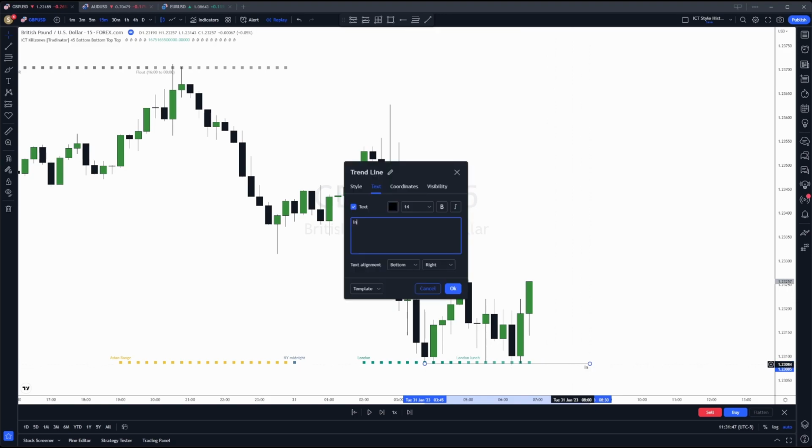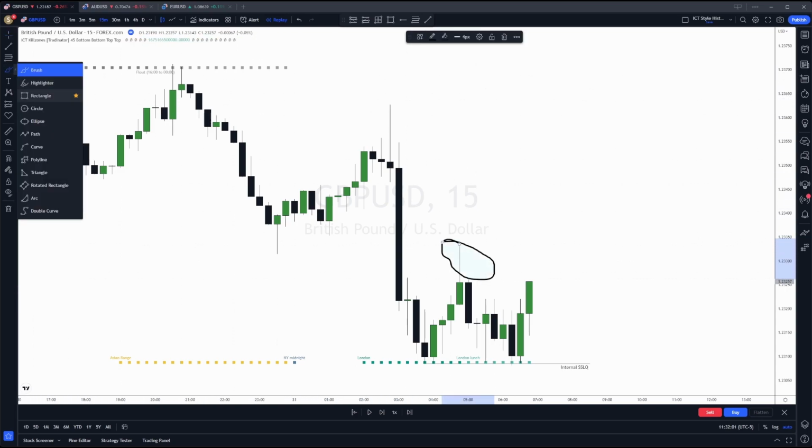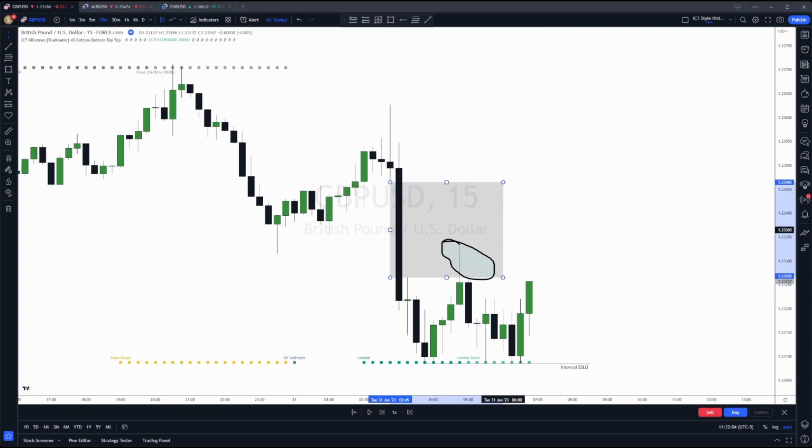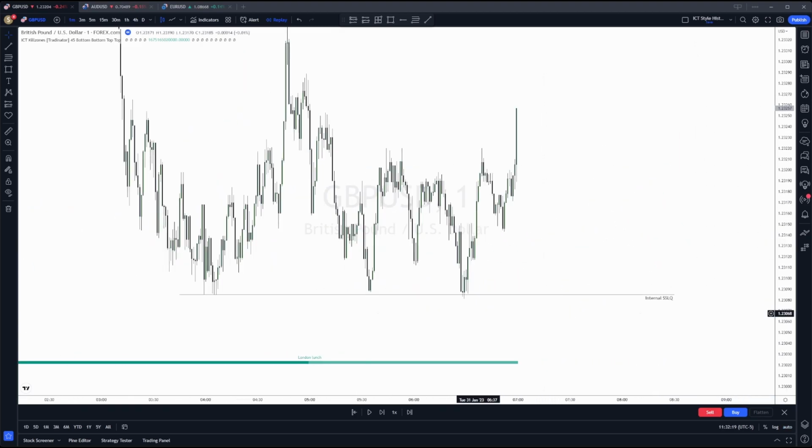So this is the internal sell side liquidity. And then of course I noticed that we were stuck within some kind of range, and this candle happily tapped into a fair value gap, which we can see right here. Tapped into that and had a really strong reaction downwards, which indicated to me that this high was probably not going to be violated.